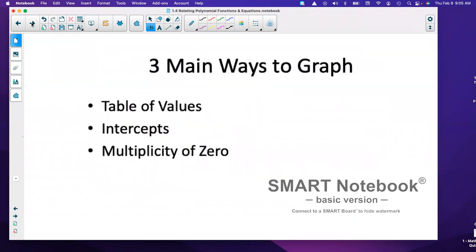Okay, so this brings us to the graphing section of these notes. So we have three main ways to graph. One is table of values, which you should be familiar with from the past, but we'll do a couple examples of that. We also have using our intercepts, so both our x and y intercepts. And then we'll also go into multiplicity of zeros, which we still utilize our intercepts, but it's what happens if one of our factors repeats itself.